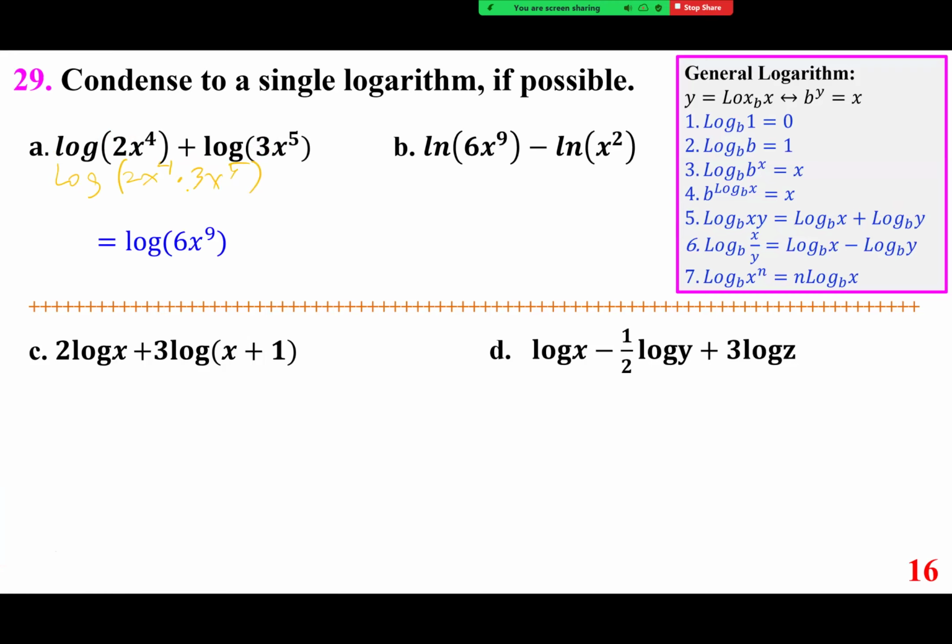Whereas for part B, you go with the quotient rule, number 6. And you say it's ln of 6x to the power of 9 over x squared. You simplify it to ln of 6x to the power of 7.